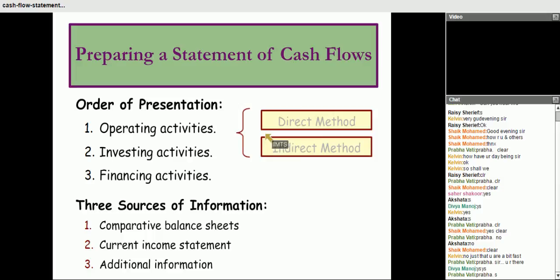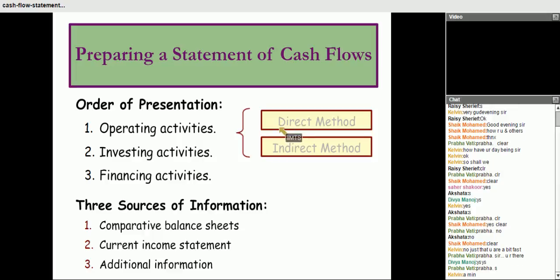Now, for preparing a statement of cash flow, there are two methods. One is the direct method and one is the indirect method.